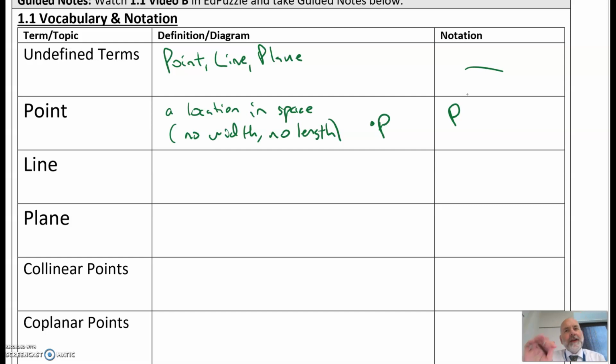What is a line? We talked about this in our video with the matchstick idea. In the video or in the activity, I said that it was infinitely long, right? And so a line is an infinite set of points in a straight line, lined up straight. I don't want to say a straight line because then I'm being circular. An infinite set of straight points.